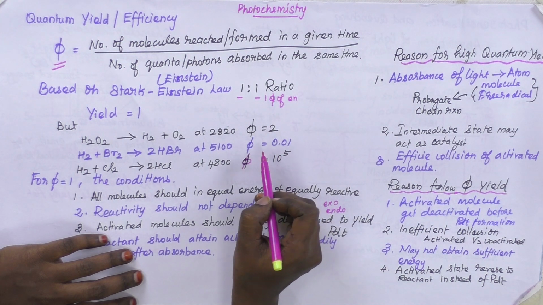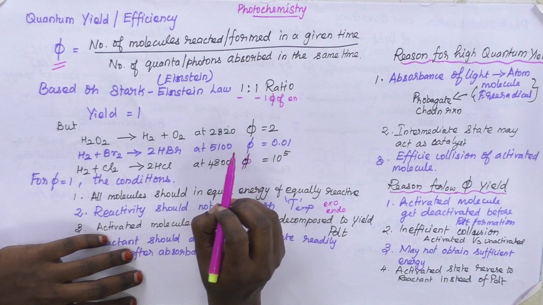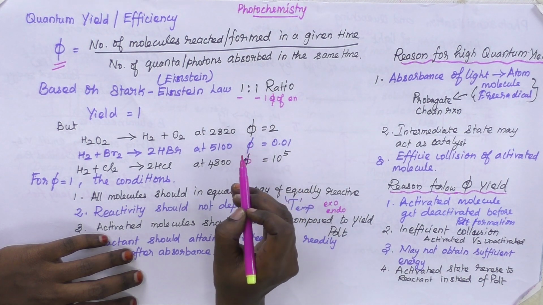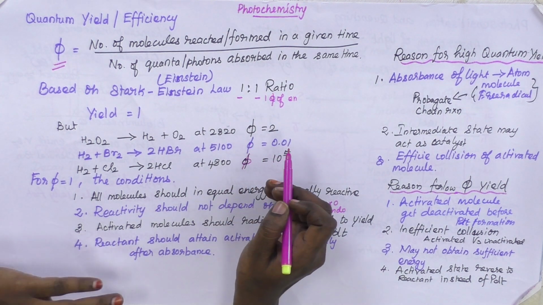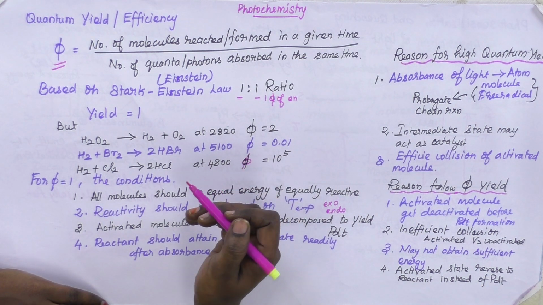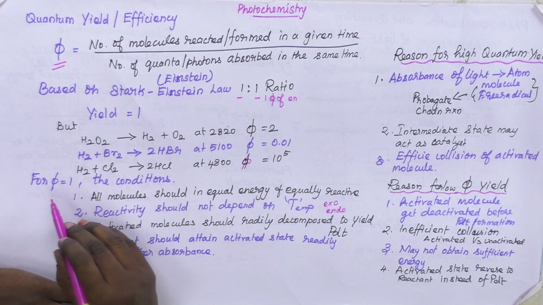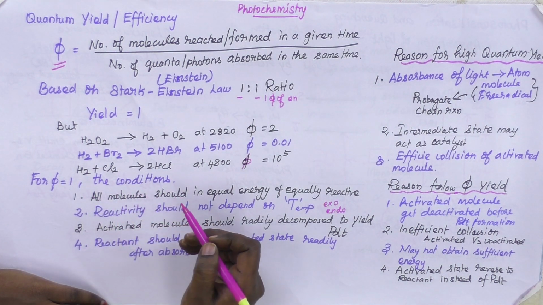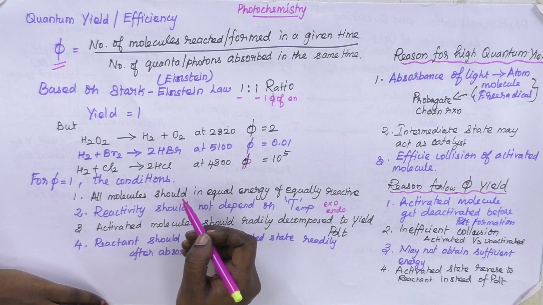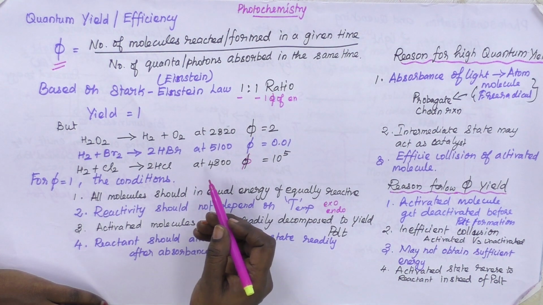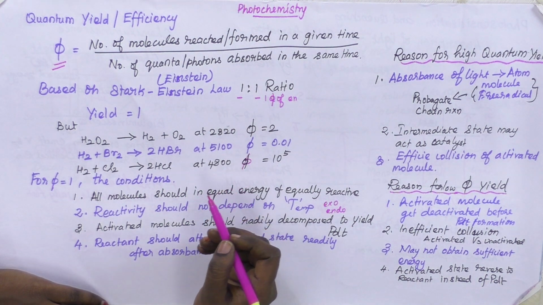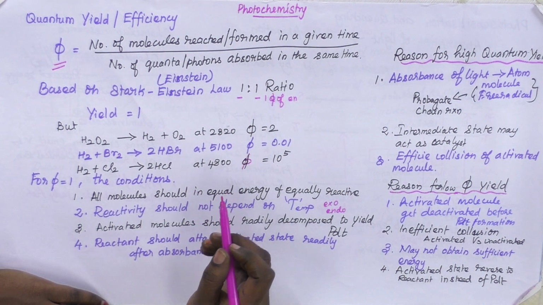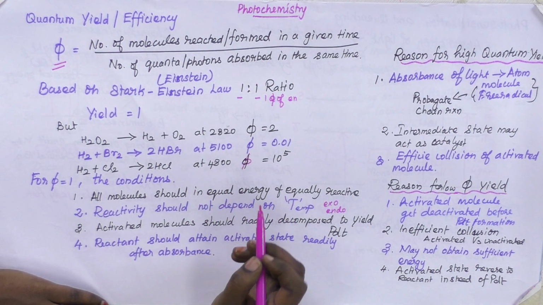This shows that it needs some explanation why the quantum yield is not 1. For this, we have some explanation. Why do different molecules show different quantum yields? For a molecule to produce quantum yield 1, there must be some conditions. What are the conditions?